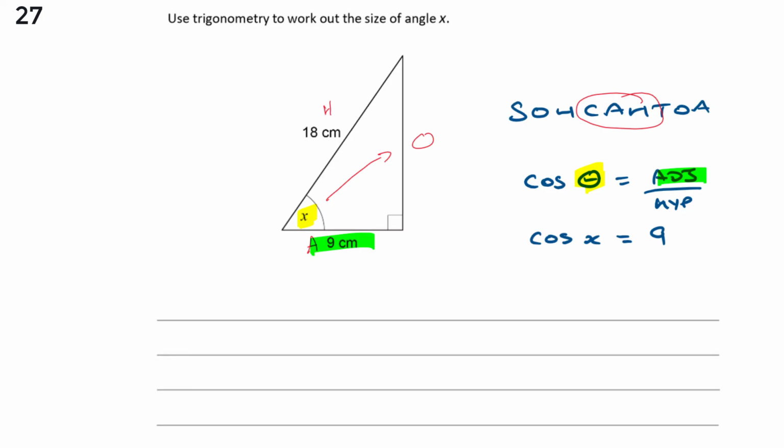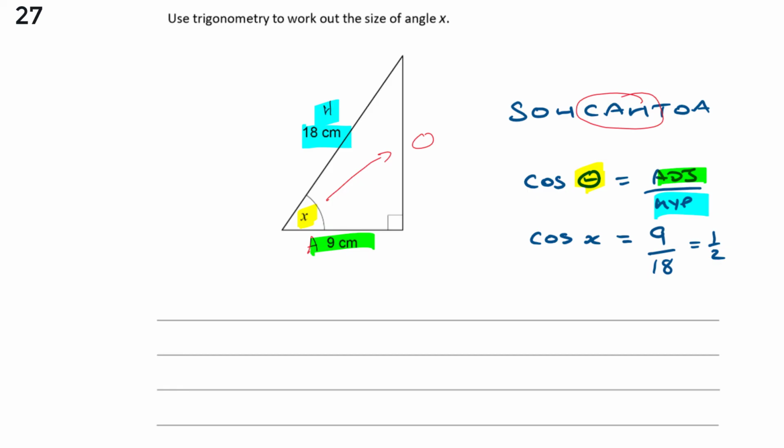9, and the hypotenuse is that one. It's 18, isn't it? Okay, so it's 9 over 18. Okay, so 9 over 18, that's the same thing as a half, isn't it? Okay, so we've got cos x equals a half. Now, what angle has a cosine of half?